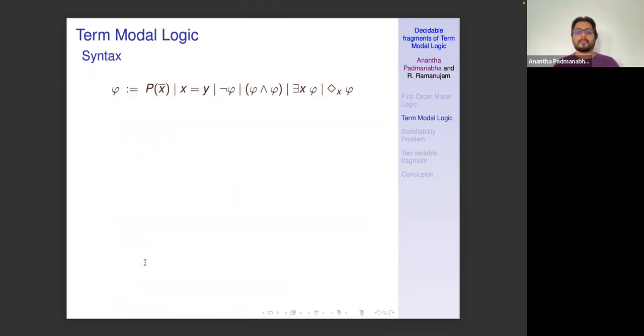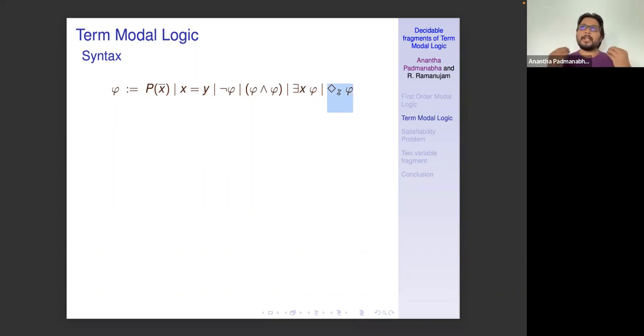Now here is a formal definition of the syntax. We have propositions, equality optionally, not phi, conjunction, there exists x phi, and box x phi, right? So this is the key difference from first order modal logic. In first order modal logic, we just had diamond phi. Here we have diamond x phi, right?